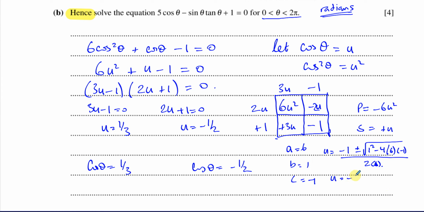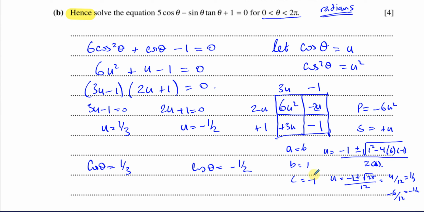You'll have minus 1 plus or minus root 25 over 12. So you end up with minus 1 plus 5, which is 4 over 12, which is going to be 1/3, or you're going to have minus 1 minus 5, which is minus 6, minus 6 over 12, which is minus 1/2.